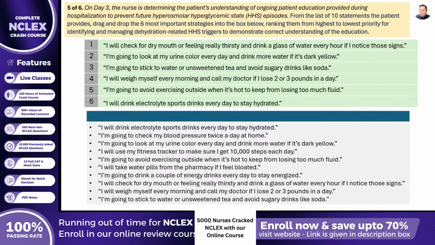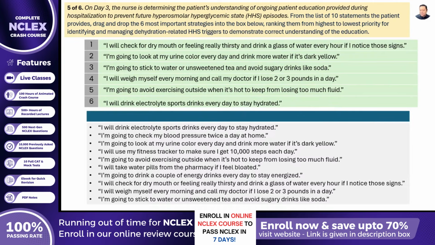Now, let's talk about the remainder of the options that we did not include in the prioritization. Like, I will take my water pills from the pharmacy if I feel bloated. Yikes. Water pills are basically diuretics. This is going to make the patient void more, or urinate more. So that's the exact opposite of what we want in this patient. We don't want them to get dehydrated by taking the water pill.